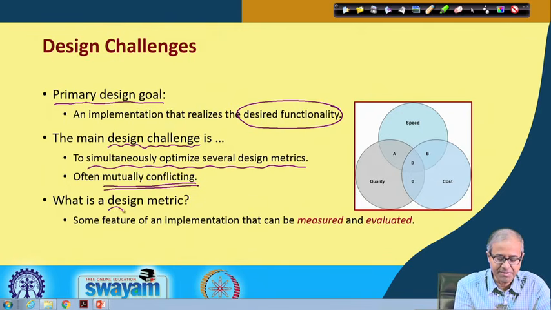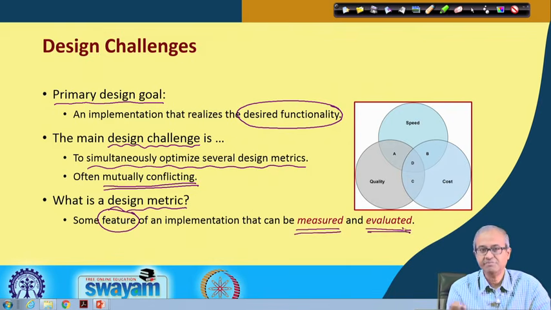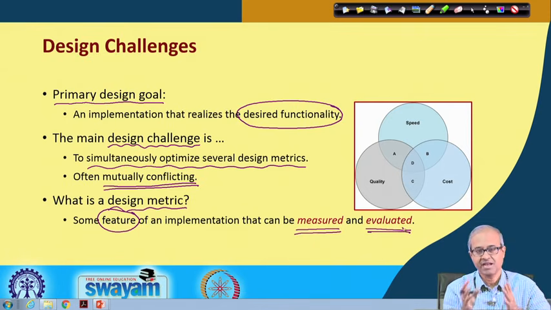Now, this design metric, whatever we say, it is some feature of the implementation. We shall be talking about some of them which can be quantified. That means you can measure them in some way. Like for example, I say cost. Well, cost is easy to measure. I can say this much rupees or this much dollars. That is a method of quantifying the cost. Similarly, with this measurement and evaluation, you can compare two alternatives. You can say which one is better than the other.